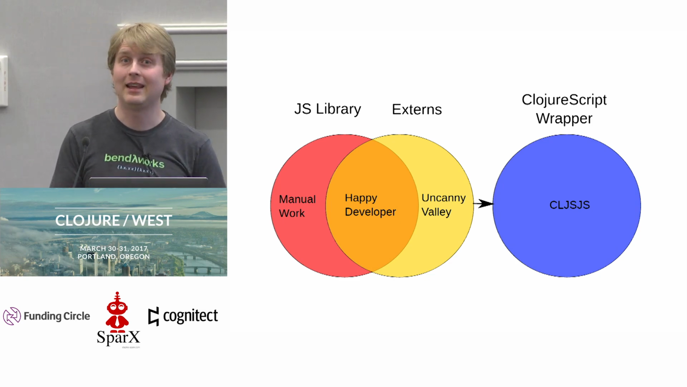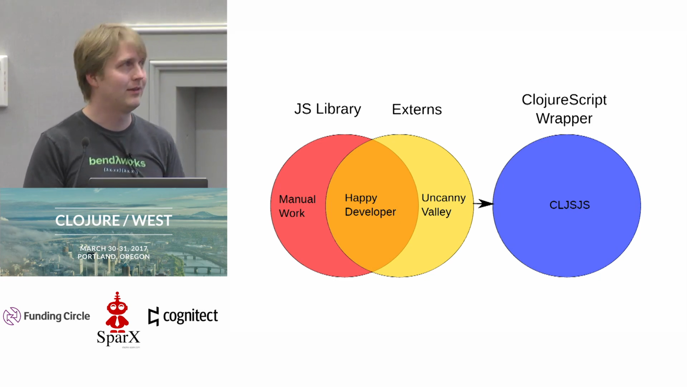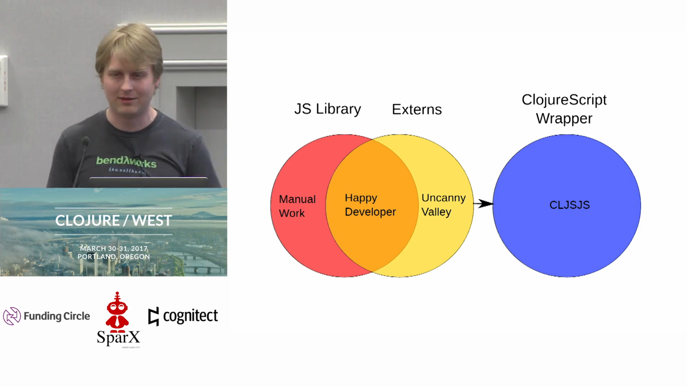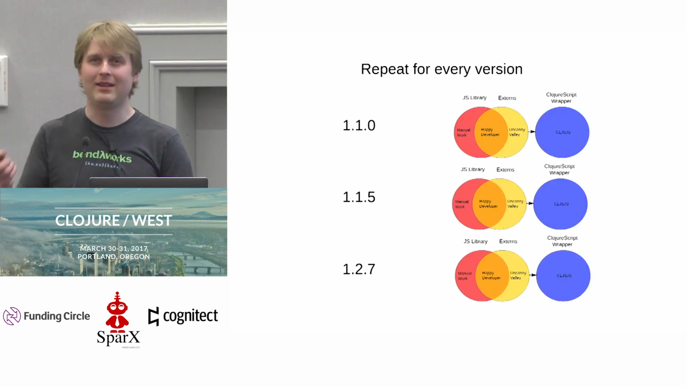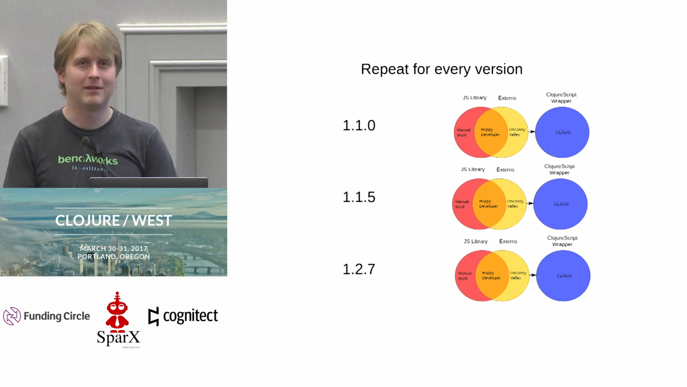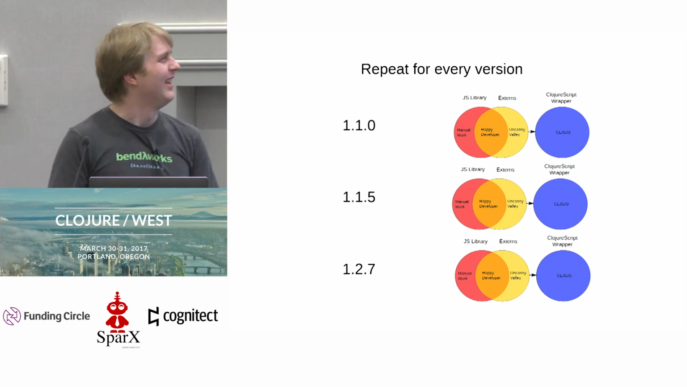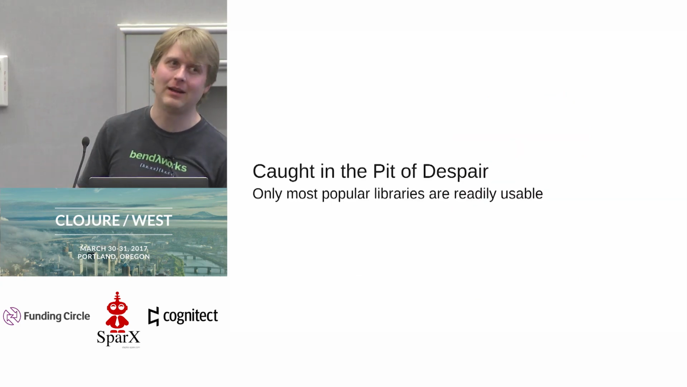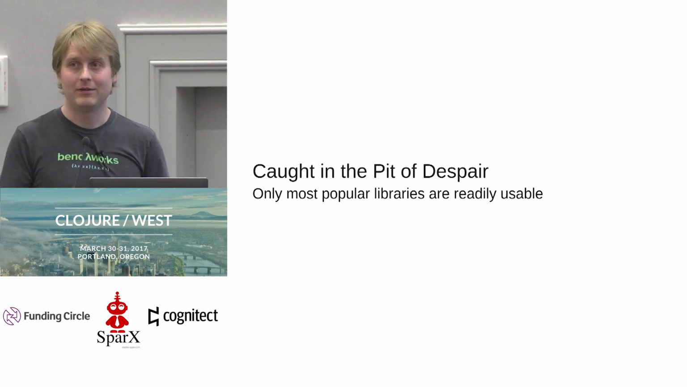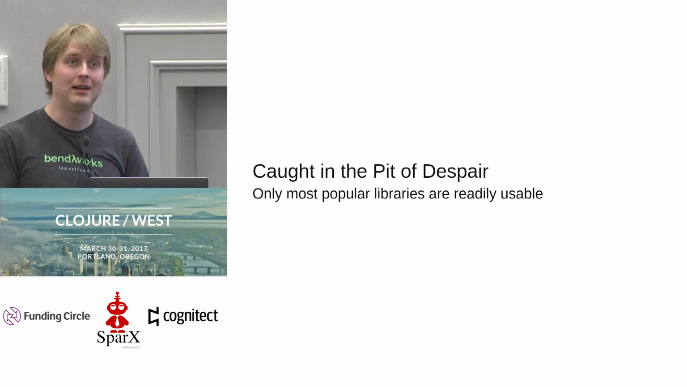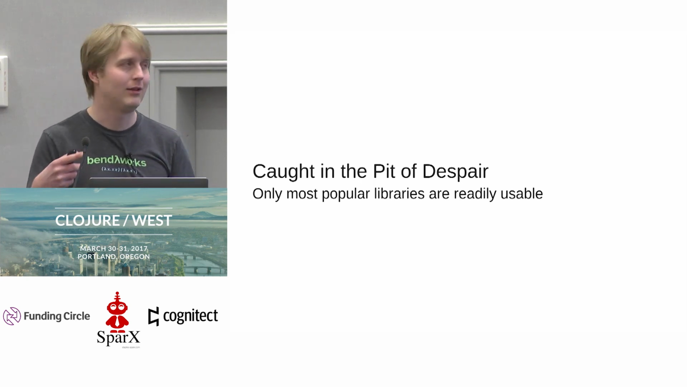But you can see that this takes 3 different sets of developers to synchronize and get all this to work. You have the library writers themselves, the people that write the externs, and then the people that wrap up the library inside of ClojureScript. And you have to repeat this for every single version of a JavaScript library. And JavaScript libraries stay very, very static, as we all know. This is why we're caught in the pit of despair and only the most popular JavaScript libraries are readily usable. It's because the JavaScript community changes very, very rapidly, and we need to synchronize all that externs detail in order to get it to be actually usable.